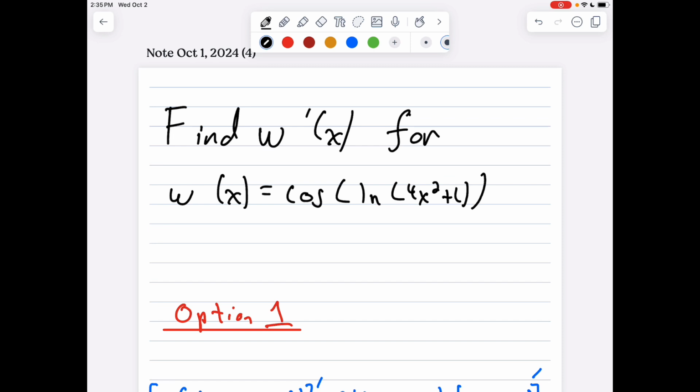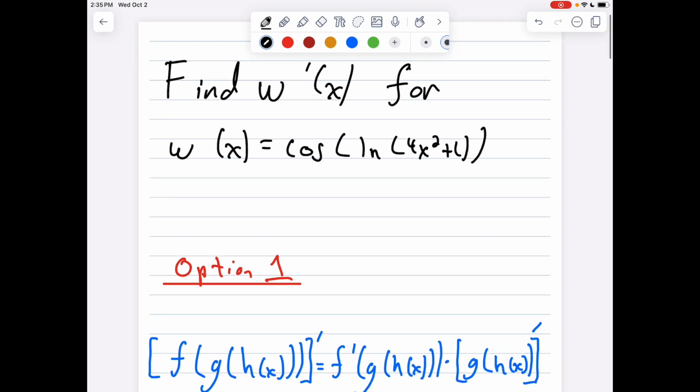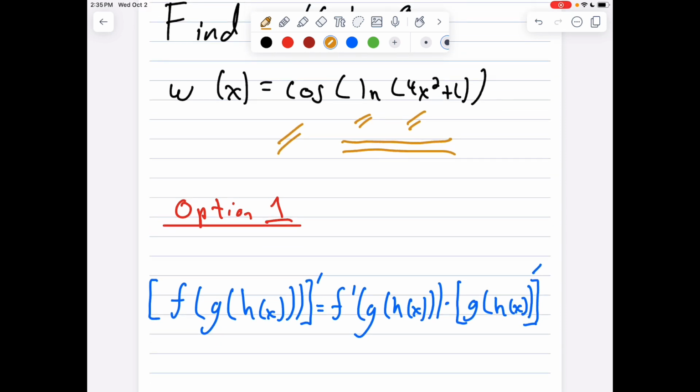So for example, here I have: find w prime of x for w of x equals cosine of natural log of 4x squared plus 1. So you really have one function that's, for lack of a better word, inside of another, composed with another one, and you have another one that's inside of that. Specifically, 4x squared plus 1 is inside of ln, and ln of 4x squared plus 1, all of that is inside of cosine here, okay? So it's three compositions. Today I'm going to be going over how to compute these, to make it easier for you.